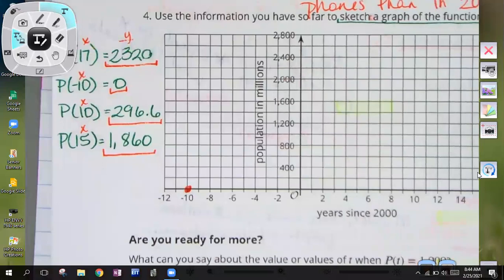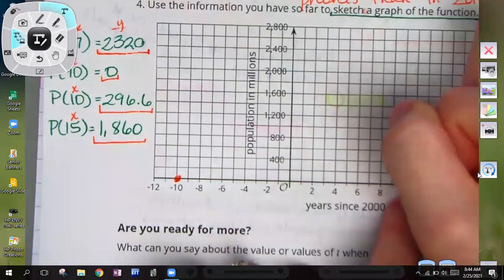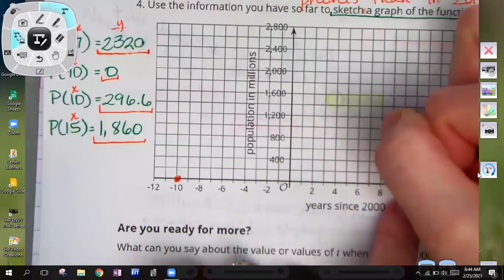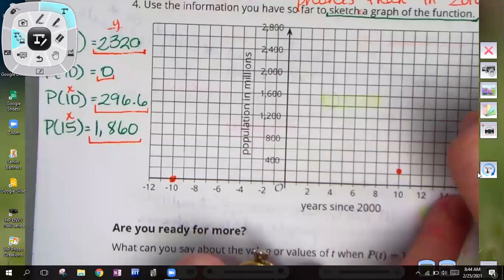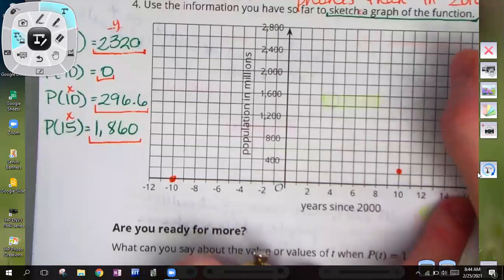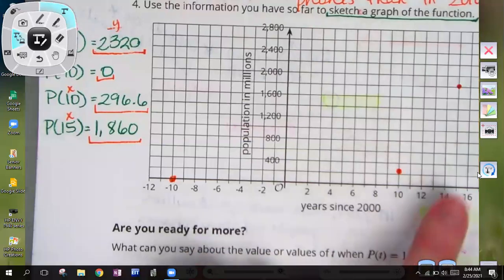We just plot the points. Uh-huh. Yeah, just plot the points right now.